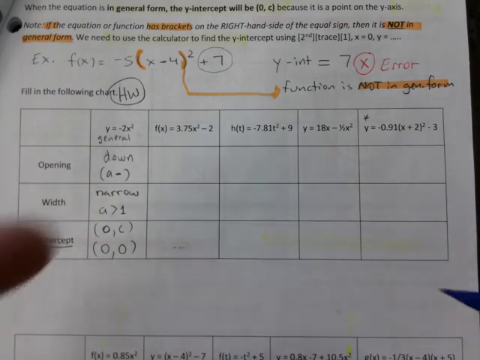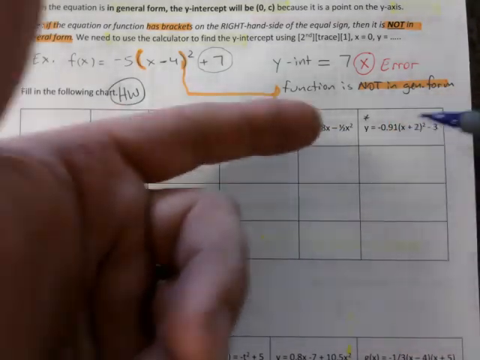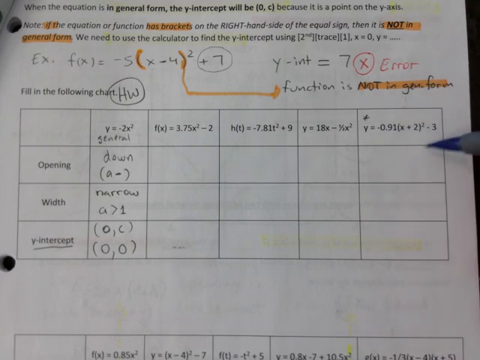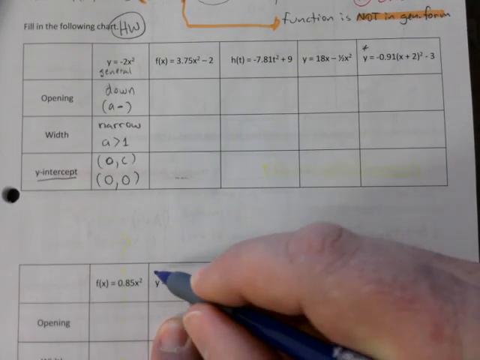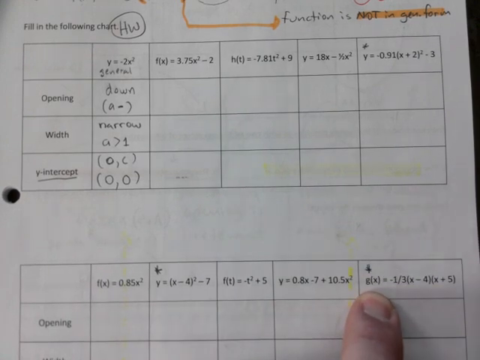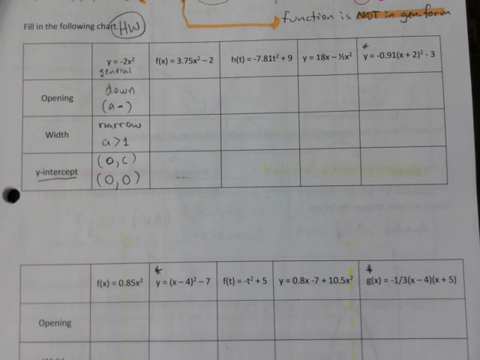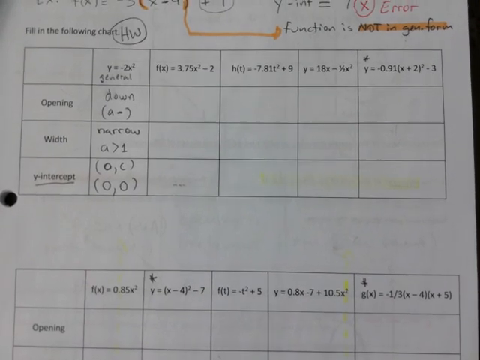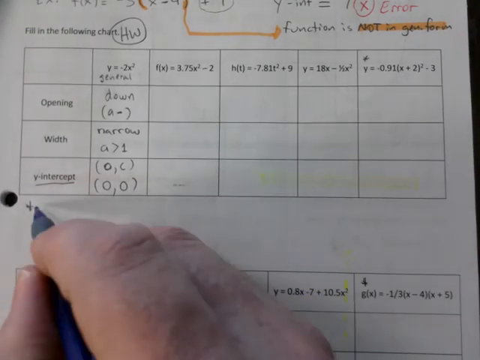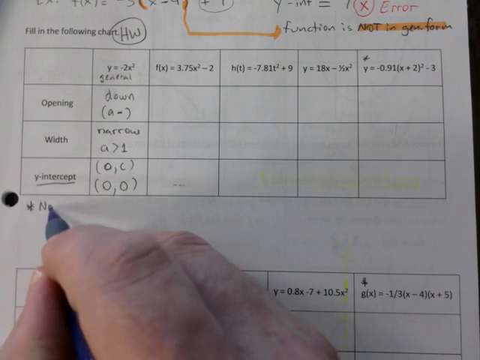So, I want to focus on the ones with a star. This one has a star because it's not in general form. This one should also have a star. And this one should also get a star, right? Anything that has brackets in it, I always want to make sure you understand that is not in general form. Where should we put this? I'll put this here with a star. Anything that has a star is not general.